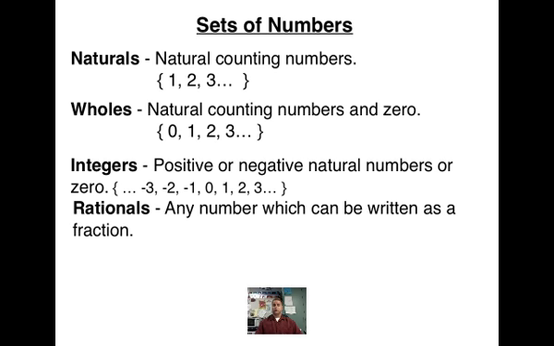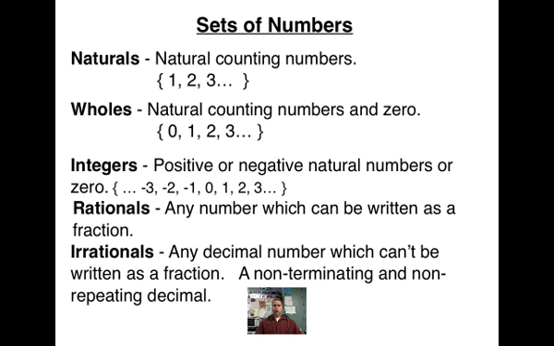Next, you have your rational numbers. Those are any number that can be written as a fraction. And we'll talk more about those in a moment. You then have your irrational numbers, and those are any decimal number which cannot be written as a fraction. It's a non-terminating and non-repeating decimal. So let's talk about those a little bit more. Oh, sorry, forgot the reals. Can't forget the reals. Those are basically everything. Rational and irrational. So if you can come up with a number, it's a real number.